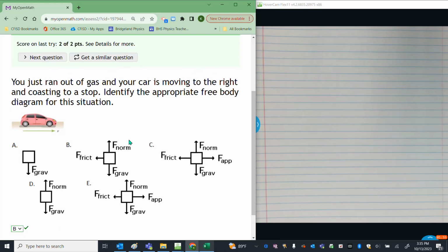Again, you don't have to have a force in the forward direction in order to have a situation with the car moving that way. It was already going that way when it ran out of gas, and so it's still moving that way, but there's no longer an applied force from the engine. Now it's just friction.